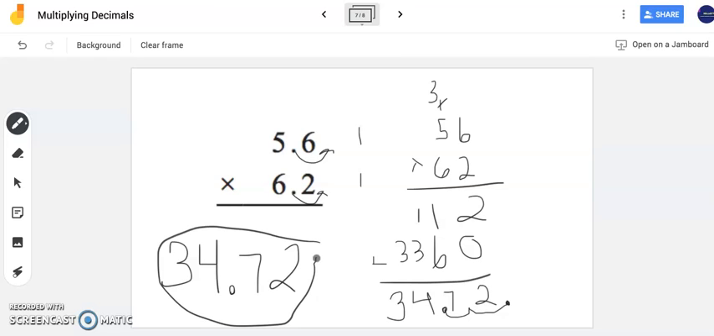Notice for all of these problems, I am eliminating my decimal point so then I can multiply. Once you eliminate your decimal point, you can simply multiply. However, it's very important that you put your decimal point back in your answer when you are finished multiplying to help you find the final solution to the problem.